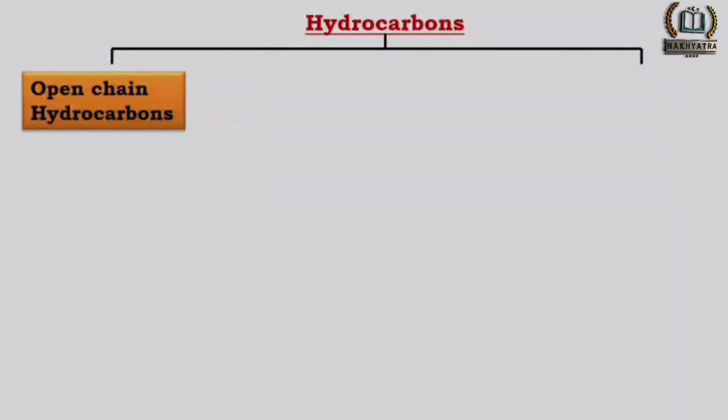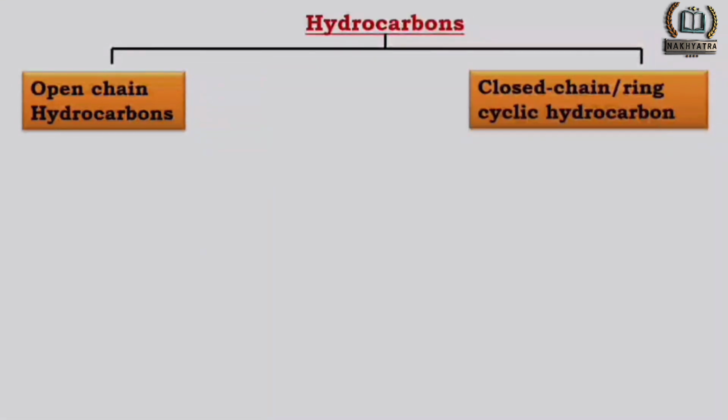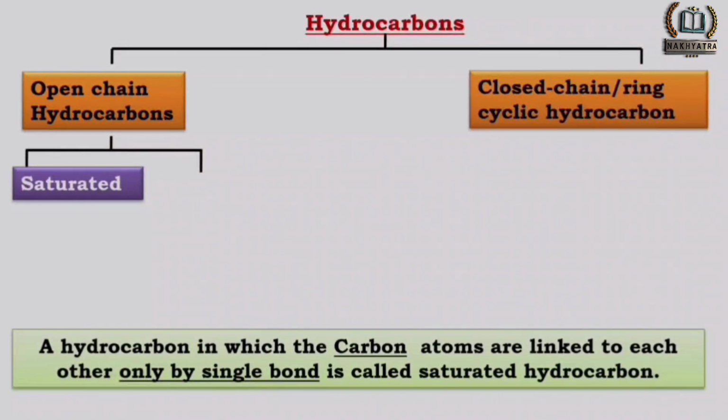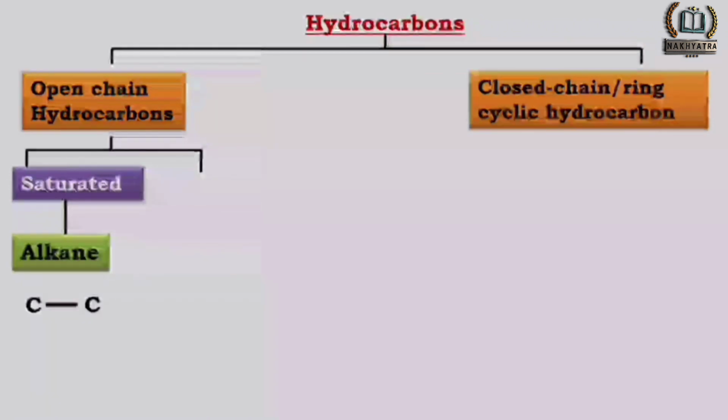Now hydrocarbons are of two types. One is the open chain hydrocarbons and the other is closed chain or ring, cyclic hydrocarbons. The open chain hydrocarbons are divided into two types. First is saturated. A hydrocarbon in which the carbon atoms are linked to each other only by single bonds is called a saturated hydrocarbon. It is called alkane. See here, these carbon atoms are linked with a single bond. It is called alkane.